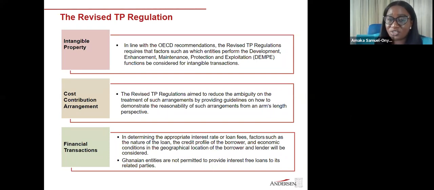With respect to financial transactions, the regulation was very specific as to what type of interest or loan fees should be applied to financing transactions. And an interesting addition to the regulation is with respect to trade payables. Taxpayers for a long time have been unsure as to at what point, for a trade payable that has been left unpaid for a particular period, you would need to apply interest. Now, the regulation states that for a trade payable that has been outstanding for more than 12 months, interest should then be applied on it.